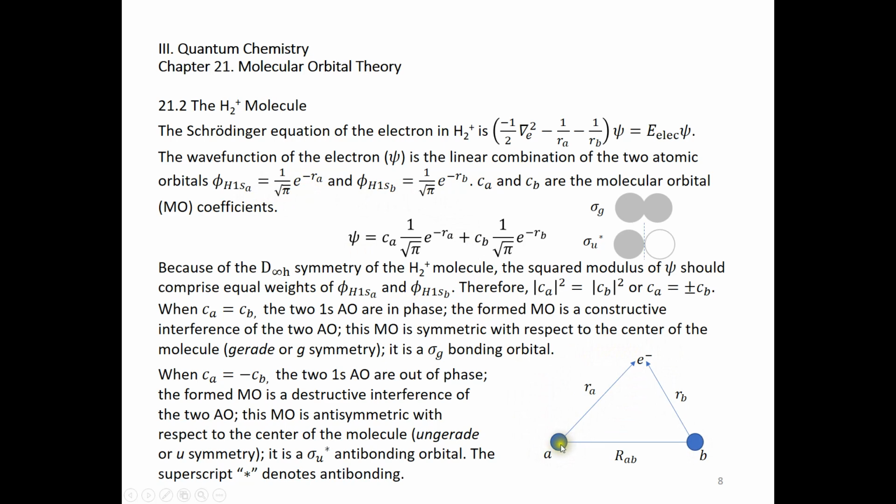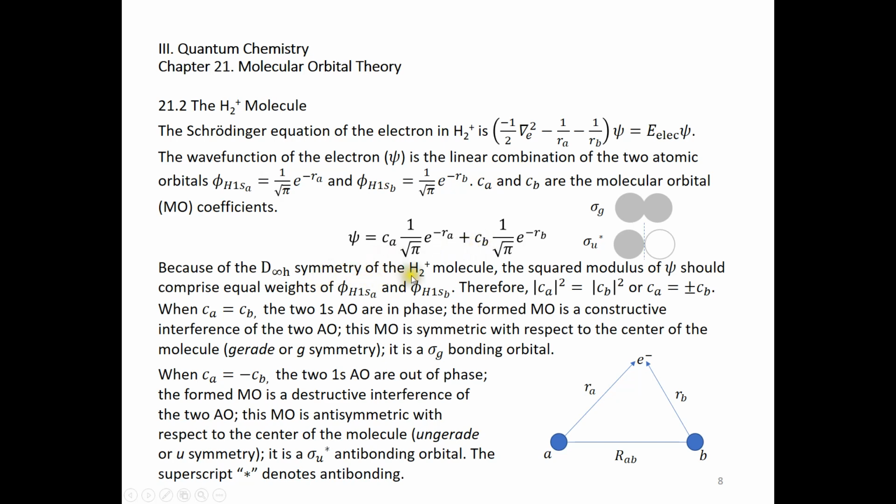Now if we move this nucleus A to the moon, then we have a simple hydrogen atom plus another electron on the moon, and the wave function is e to the power of negative Rb. So we're making two different extreme scenarios to get the basis for the linear combination. So now the molecular orbital is a linear combination of these two atomic orbitals, e to the power of negative Ra, e to the power of negative Rb. And again, C sub A and C sub B are molecular orbital coefficients.